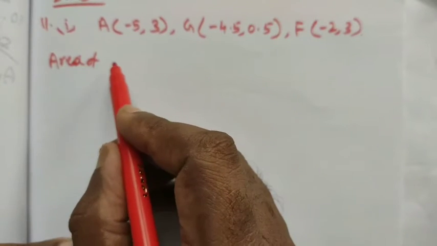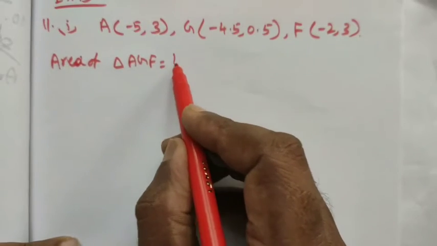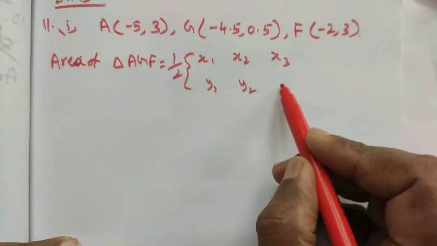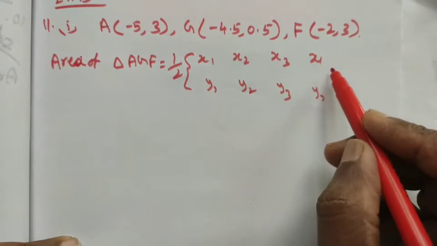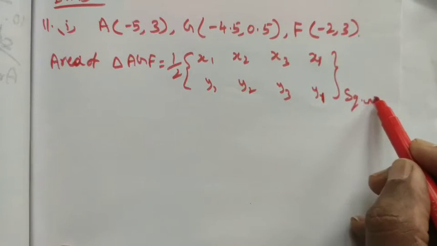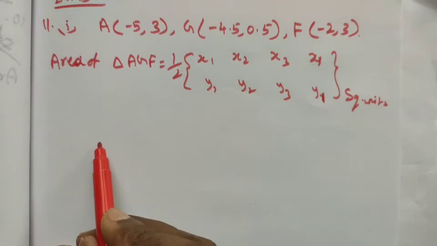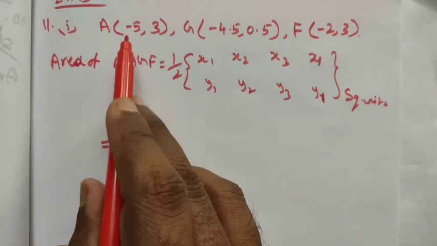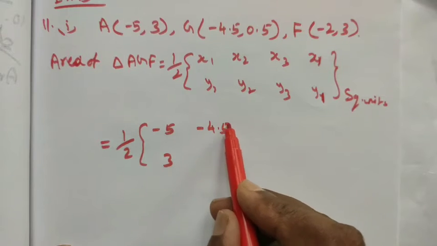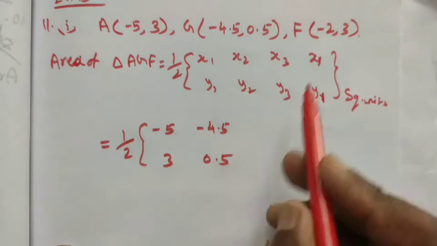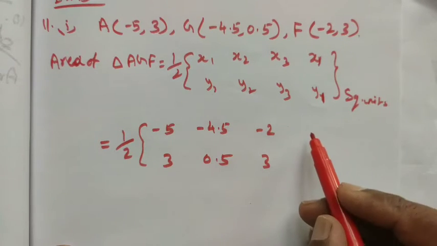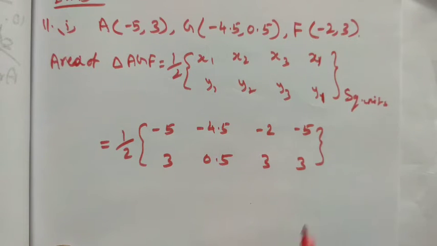Area of triangle AGF is equal to, we know the formula, half into x1 y1, x2 y2, x3 y3, again x1 y1, square units. Now we apply the values as given. Half into first point x1 y1, that is minus 5, 3. Second point x2 y2, minus 4.5, 0.5, and then x3 y3 is minus 2, 3, and then again we write the same point, minus 5, 3.